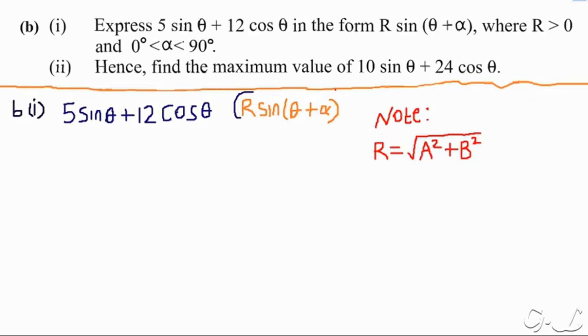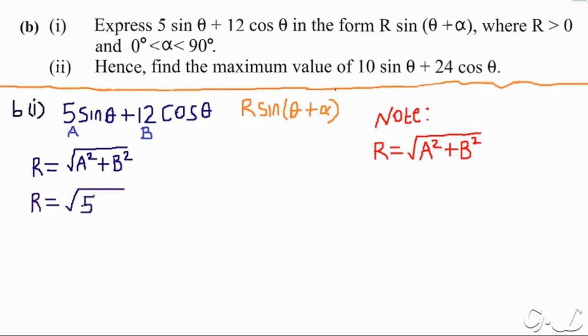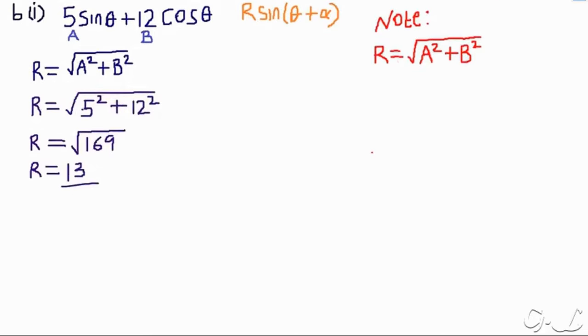So the value of r, let's try to find the value of r. You're given that a is 5 and then b is 12. So r is equal to square root of 5 squared plus 12 squared. So when you do the calculation, it will give you square root of 169, and square root of 169 is 13. So therefore the value of r is equal to 13.